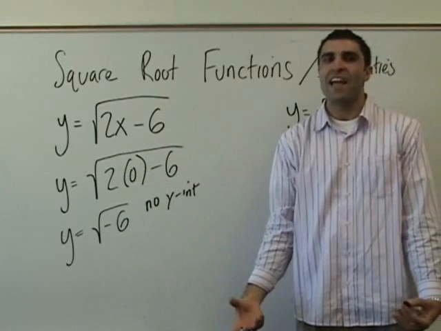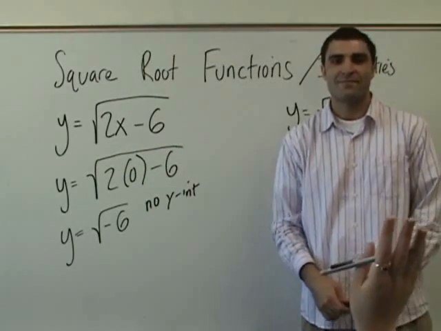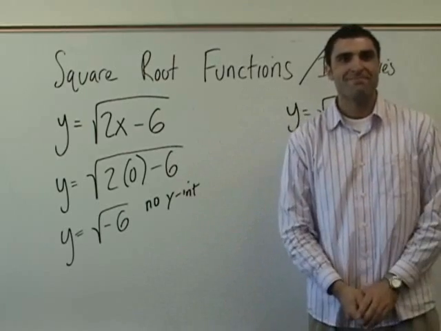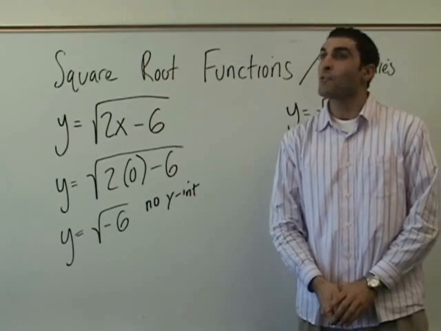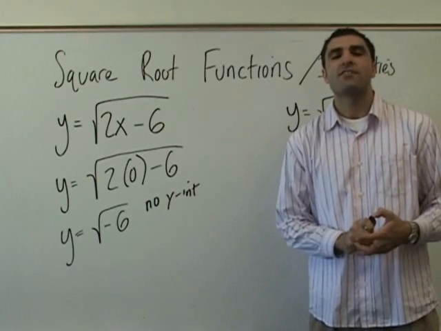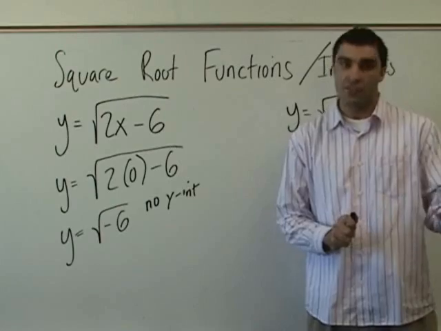What do we set to 0 and why? Y. You want to get the x by itself. Okay, good. You set the y to 0 to get the x-intercept.